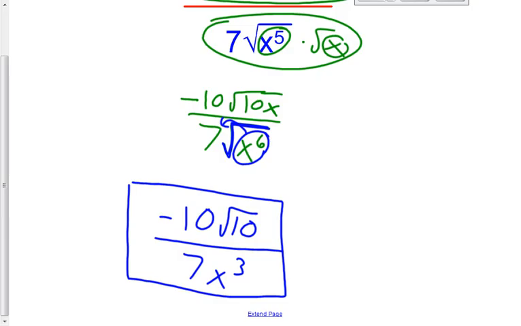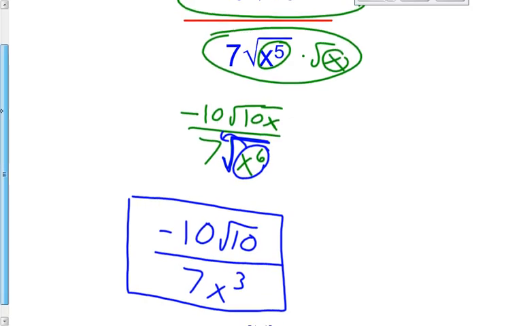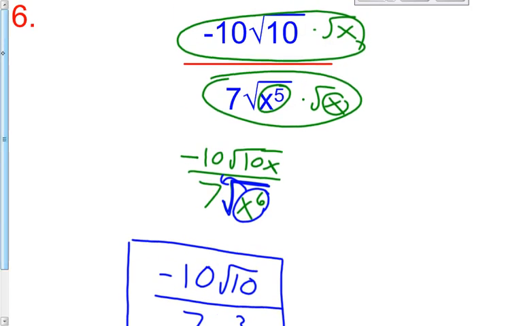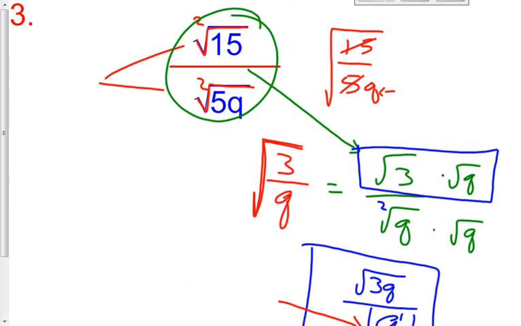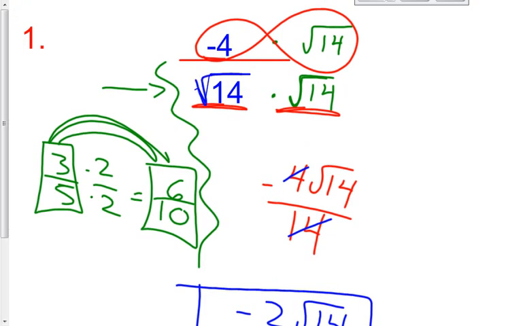So that is problems 1 through 6 on our notes for today. Basically, the biggest thing that I wanted you to get from this lesson is that you can rationalize the denominator just by multiplying by what the denominator is. Multiply by the square root of 5q, multiply by the square root of 17, multiply by the square root of 14, so on and so forth.